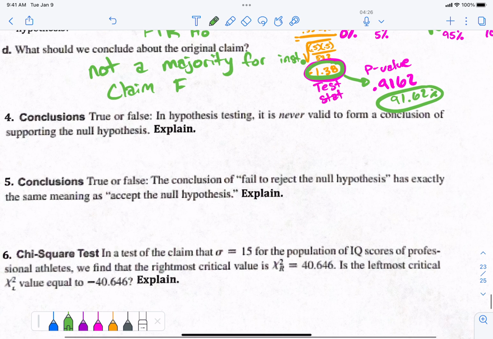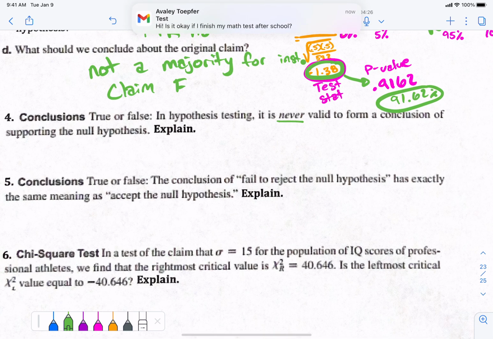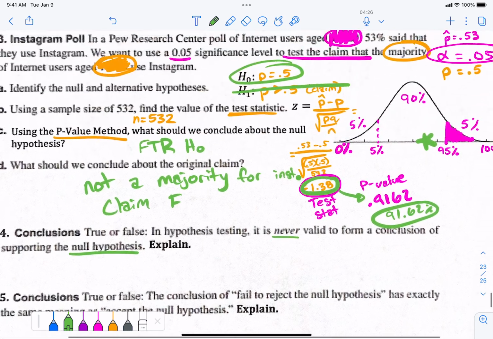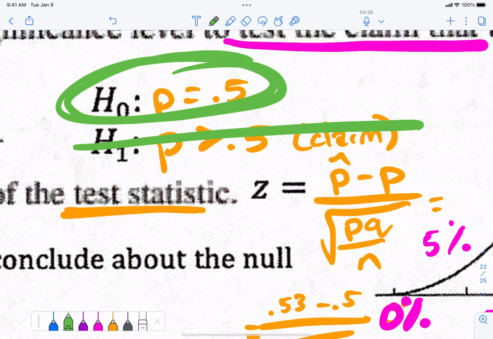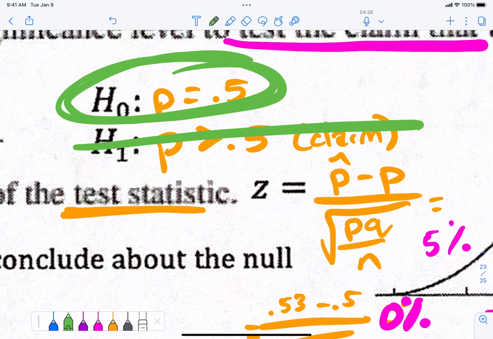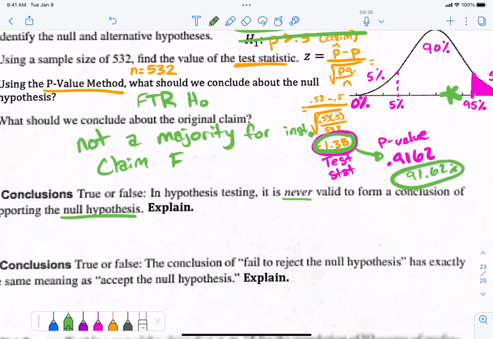Number 4, true or false? In hypothesis testing, it is never valid to form a conclusion of supporting the null hypothesis. False. Never say never. Do we ever say that the null hypothesis is 100% true? No. We only fail to reject it. Do you remember why? Because according to our sample right now, there's not enough information to say that this isn't true. But maybe another sample would say this is not true. For right now, our data supports it, and we fail to reject that it's not 0.5.